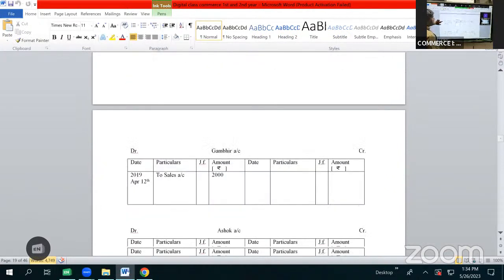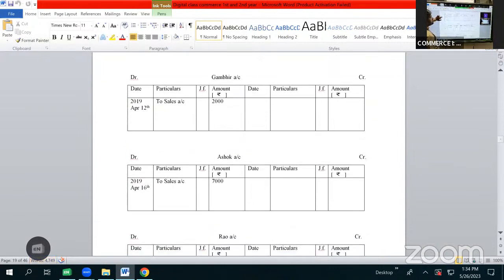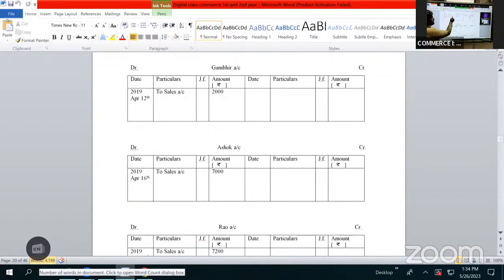Then we sold goods to Gambhir. So now we'll be preparing Gambhir account, the format for which is date, particulars, general folio, amount rupees, date, particulars, general folio, amount rupees. Towards extreme left will be writing DR debit. Towards extreme right will be writing CR credit. And we have sold goods to Gambhir on 2019 April 12, which will be posted on 2019 April 12 as to sales account 2,000 rupees.